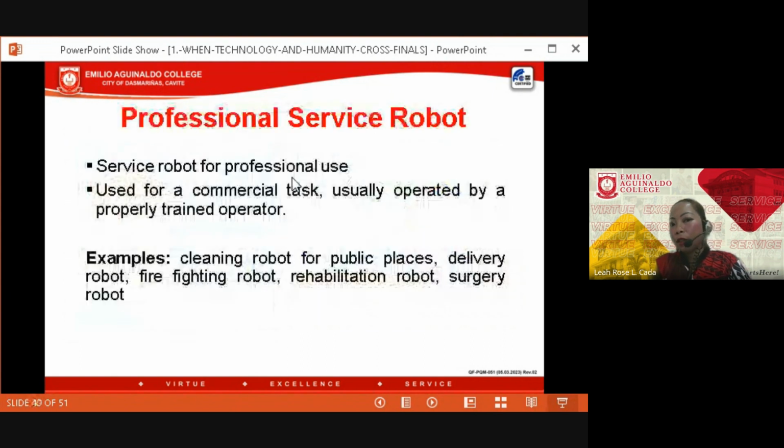And then you also have the professional service robot. So here, this is used for a commercial task, usually operated by a properly trained operator. So examples of this include the cleaning robot for public spaces, delivery robot, or firefighting robot, rehabilitation robot, surgery robot. Surgery robot, meron na tayo nun eh. Pero I'm not sure if it's already here in the Philippines. Pero ano siya, this robot is used in order to assist doctors when it comes to doing sensitive operations.